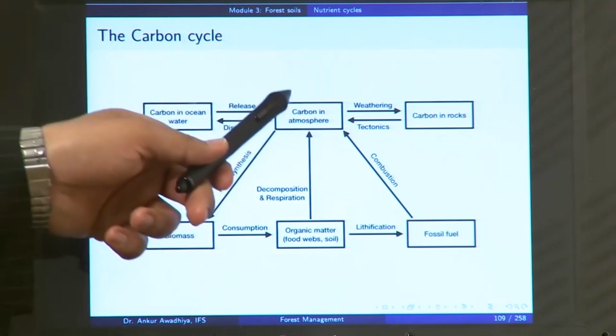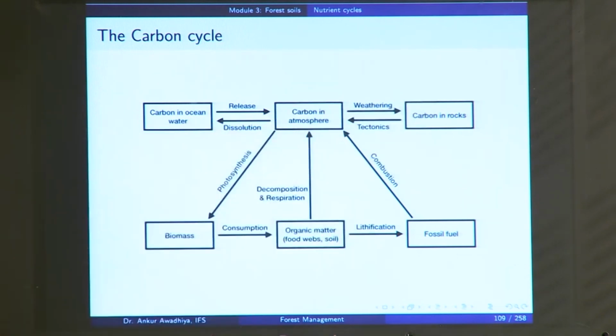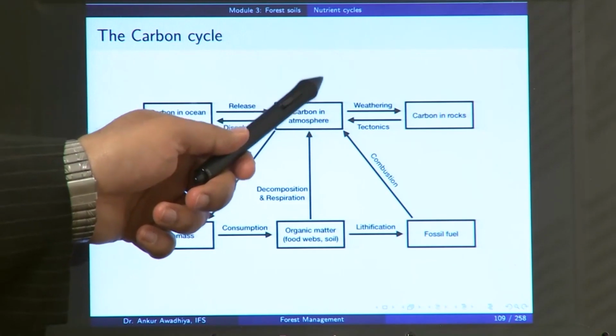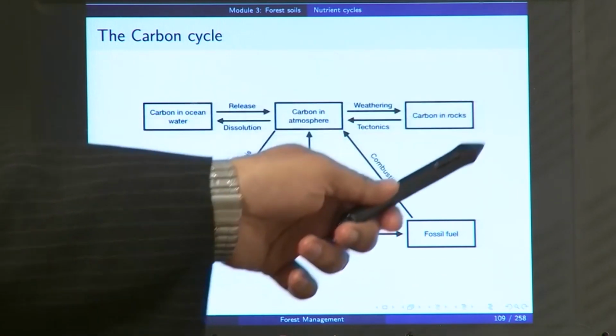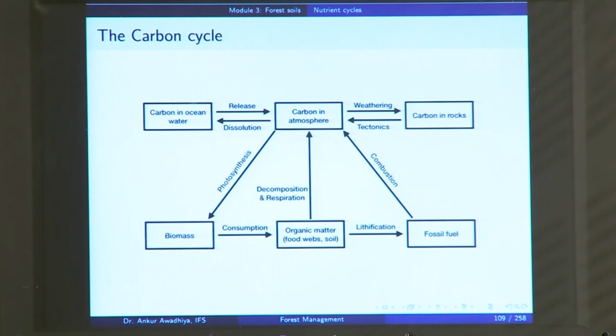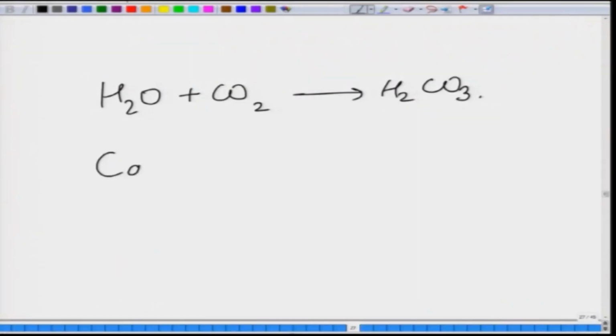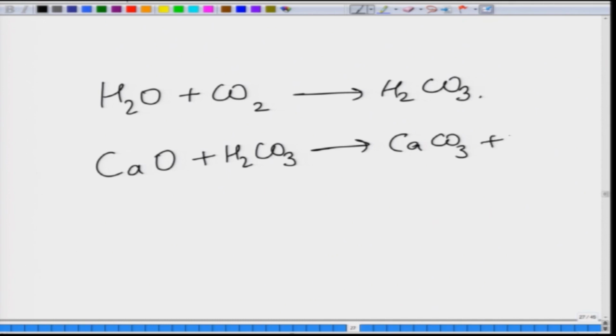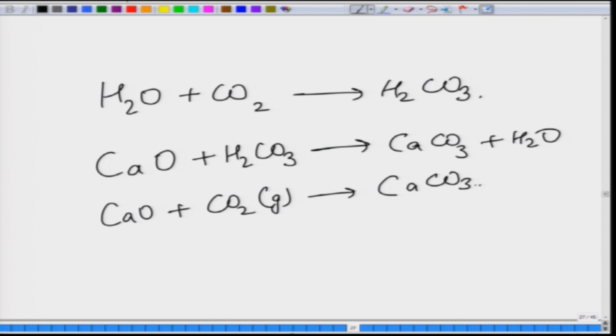Now, similarly, you have carbon in the atmosphere which is interacting with carbon in the rocks. So, you have carbon dioxide in the atmosphere, and when there is weathering of rocks, then it can enter into the rocks. Now, how does that happen? Suppose you have a rock that has calcium oxide, this is reacting with H2CO3 to give you CaCO3 plus H2O, or we can also write it as CaO plus CO2. So, this CO2 is coming from the atmosphere, it is in the gaseous form and it is forming CaCO3.